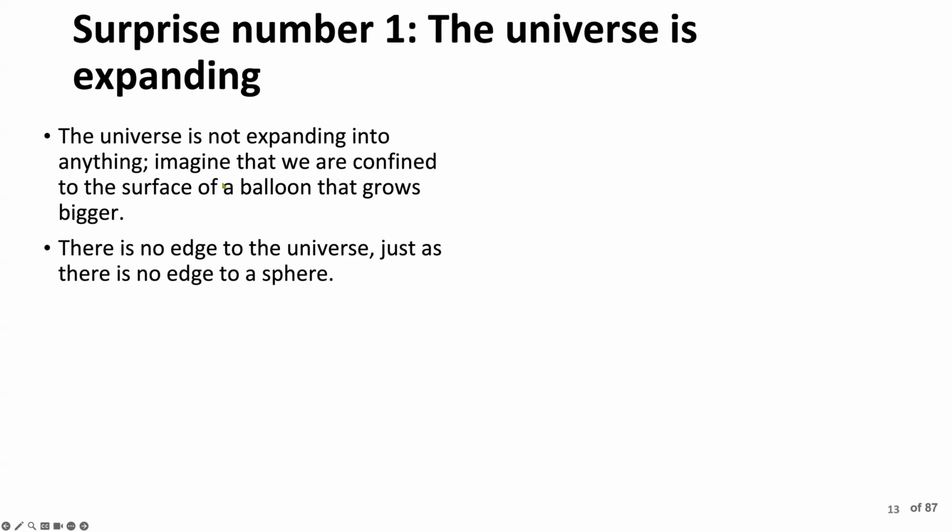And a balloon, if we want to use this analogy, doesn't have any edges. If you travel long enough in one direction on the surface of a sphere, you come back to where you started. But if your sphere is expanding, even if you travel at the speed of light, you may never come back to the place where you started, because the expansion makes the distance that you have to travel always increasing.